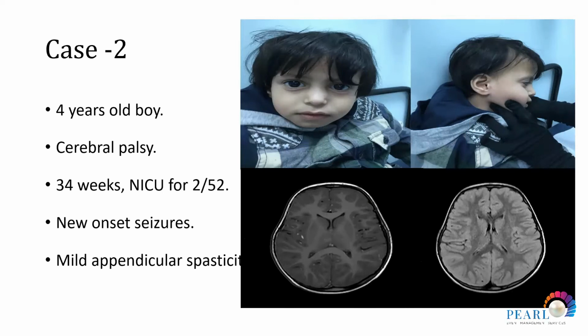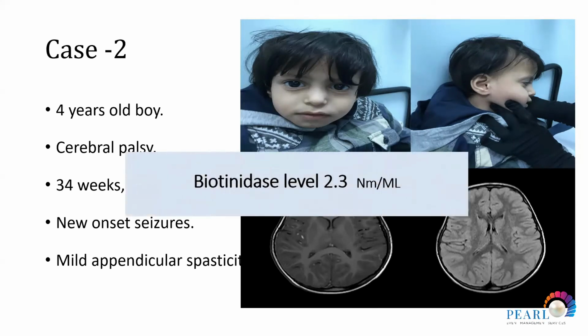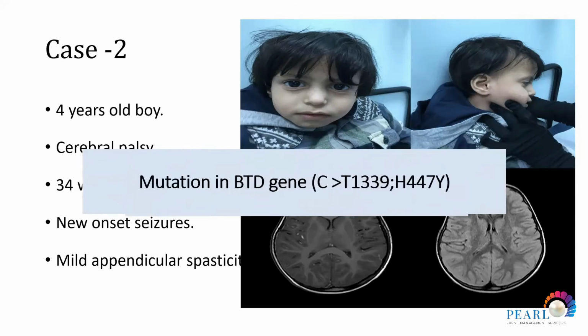And when we sent the initial investigation, we include biotinidase in all our patients, because a lot of them, if they are having a partial biotinidase deficiency, will skip the neonatal screening program. And his biotinidase level was 2.3 only. The norm is 4 to 5. And this patient was found to have a mutation in the BTD gene, and after we started biotin, the symptoms improved.